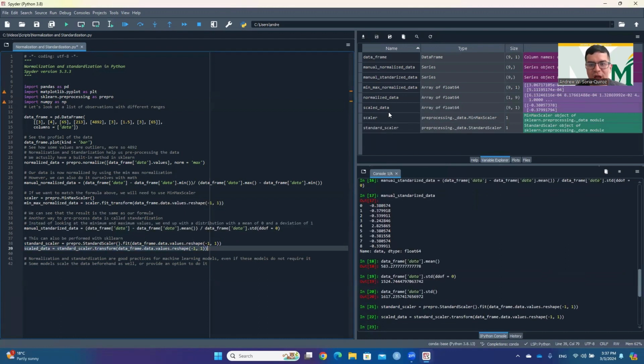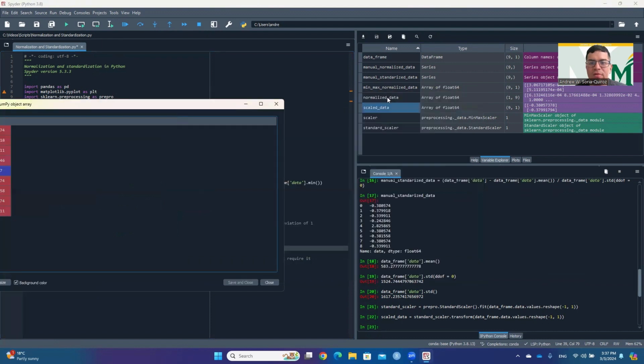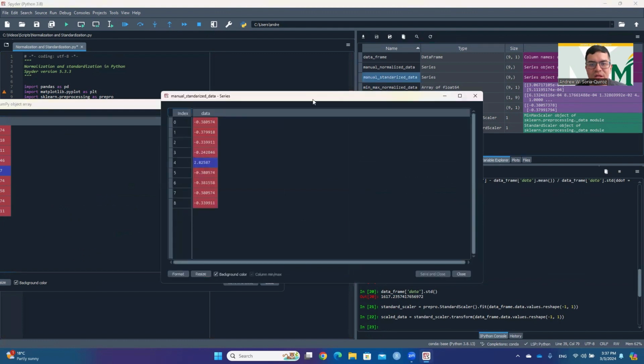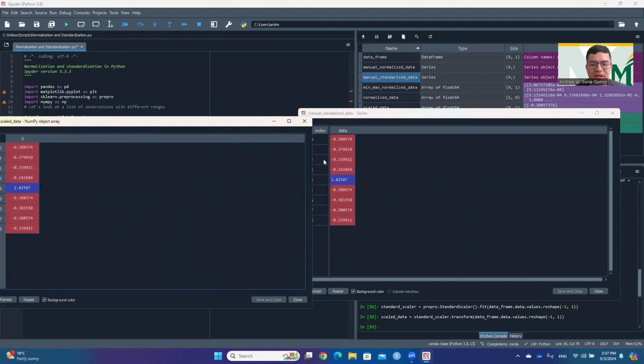And we can look at the scaled data here, and look at our manual standardized data. And you'll notice they're exactly the same because they have exactly the same math, besides that removal of the degree of freedom that I did manually. But they are exactly the same and have the same distribution.